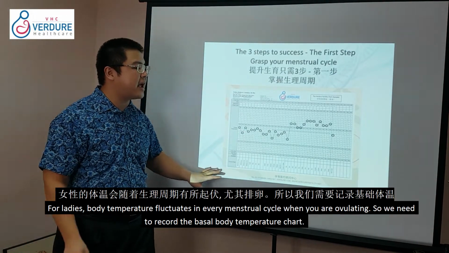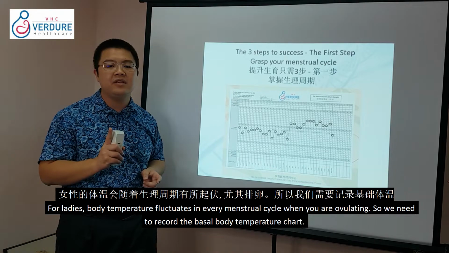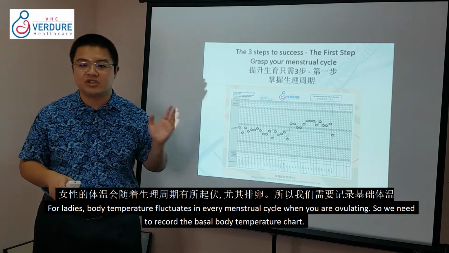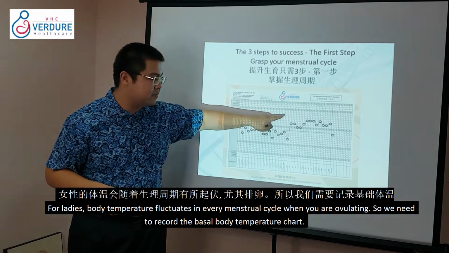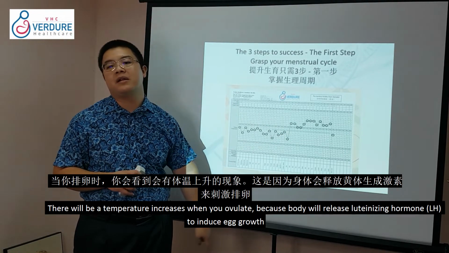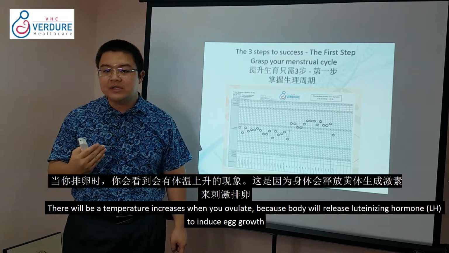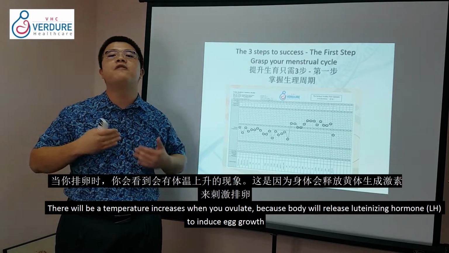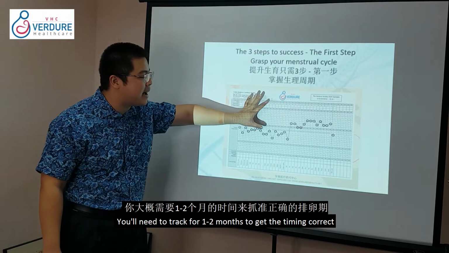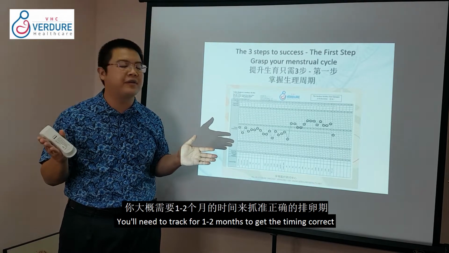So for ladies, every menstrual cycle, there will be bumps in body temperature when you are ovulating. That is why we have to check this basal body temperature chart. Somewhere in the middle of the month, there will be a bump in the body temperature because something called the luteinizing hormone has been produced in order to stimulate the egg growth for ovulation. So when you spot a temperature bump and check that for 1 or 2 months, you will get the hang of it and get the pattern of ovulation.